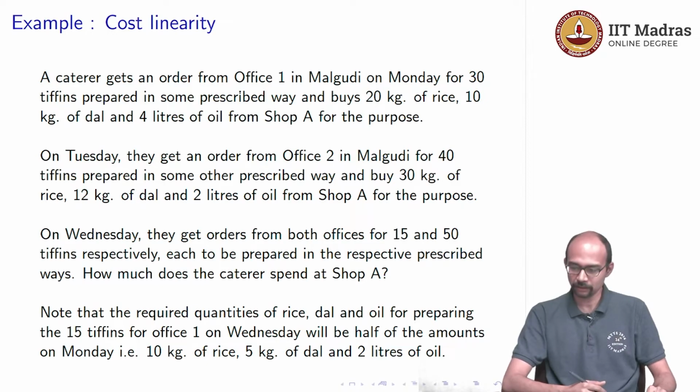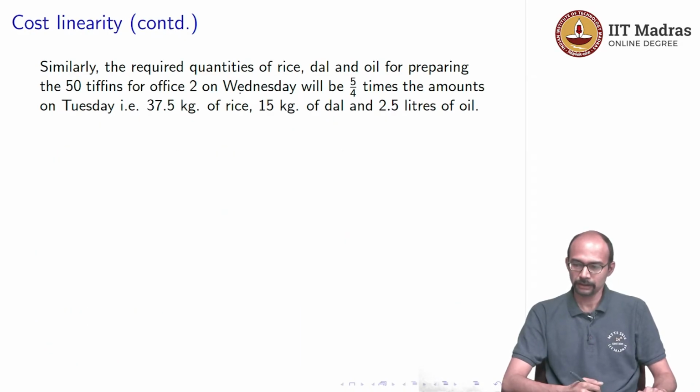On Wednesday for office 1 we will require 10 kgs of rice, 5 kgs of dal and 2 liters of oil. On Wednesday for office 2, which remember has 50 tiffins, we will require 5 by 4 times the amounts on Tuesday, which means you need 37.5 kgs of rice. Earlier it was 30 kgs of rice on Tuesday for 40 tiffins, 15 kgs of dal. So, I think we had 12 kgs of dal on Tuesday, and 2.5 liters of oil. We had 2 liters of oil on Tuesday. Okay, so, we know for each office how much rice, dal and oil is going to be required.